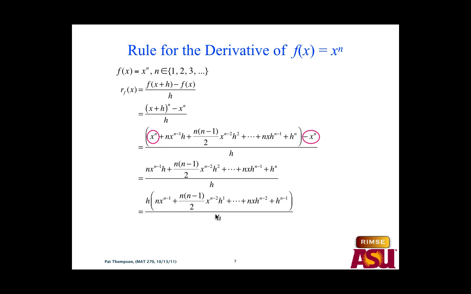But if I reduce out this factor of h, then I've got this polynomial expression, which is 1 degree lower than it started, meaning 1 degree lower than this x to the n was. The highest power here is x to the n minus 1. It's got a leading coefficient of n, which is what the original exponent was. And all the remaining terms past that still have h's in them as factors.